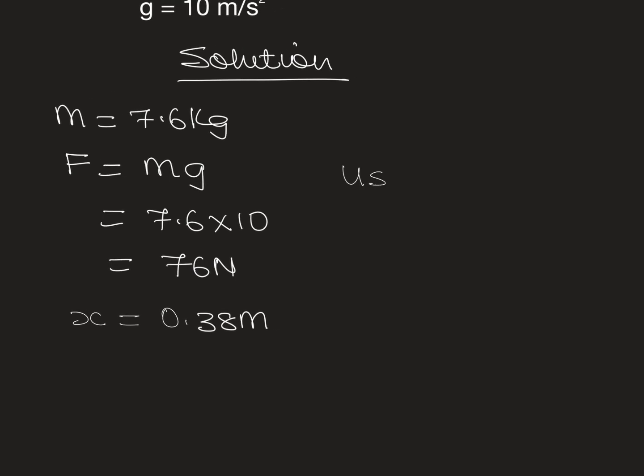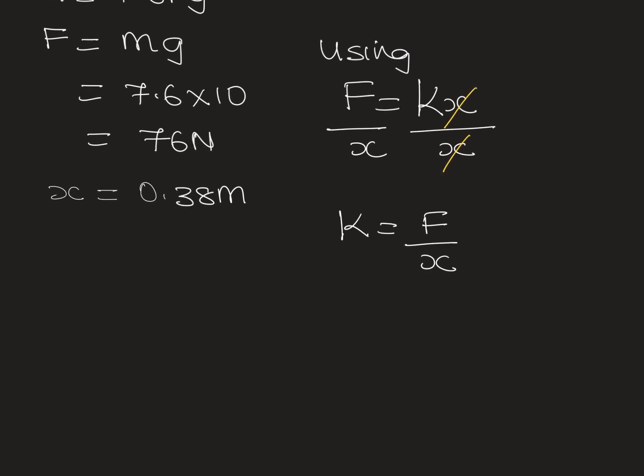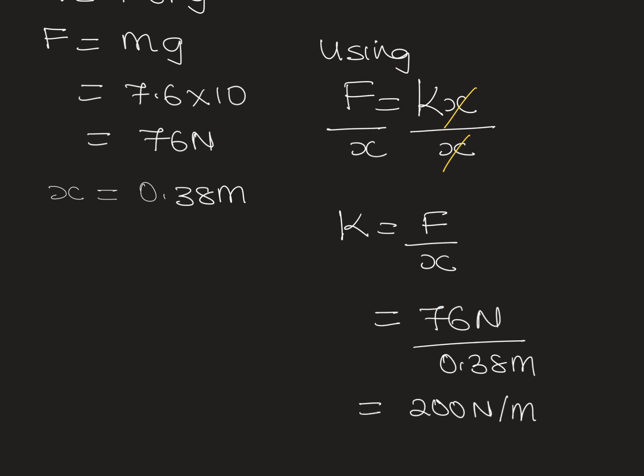Now, using Hooke's law, F is equal to kx. To find the spring constant, or the force constant, we divide both sides by x. k is equal to F divided by x. The force is 76 newtons divided by the extension, 0.38 meters. So that will be 200 newtons per meter as the spring constant.